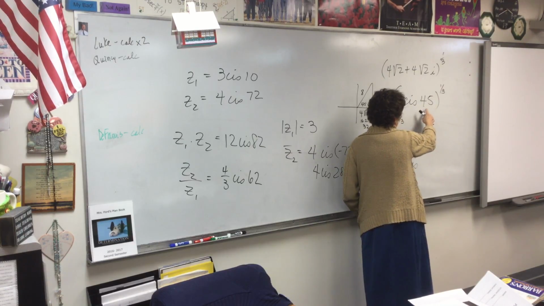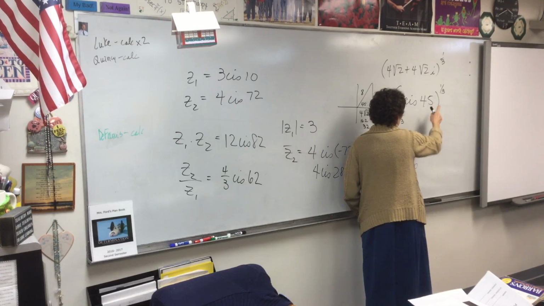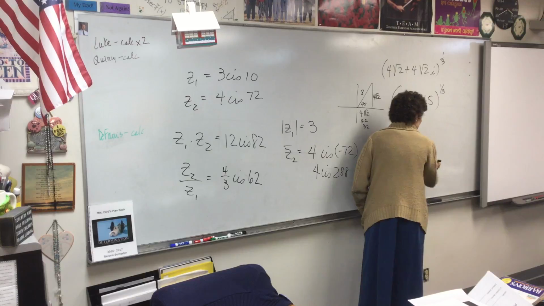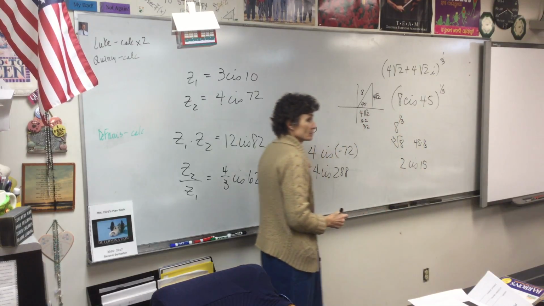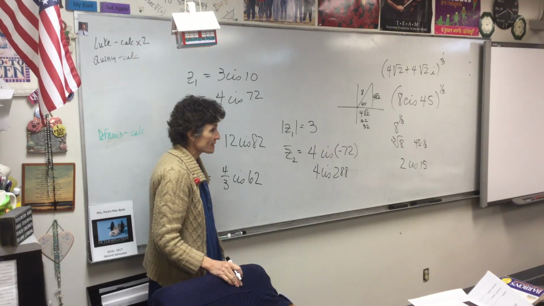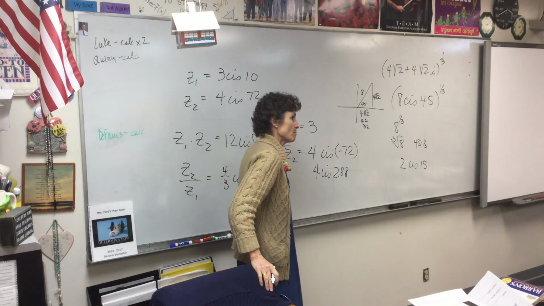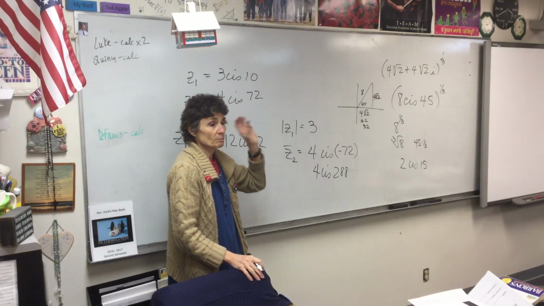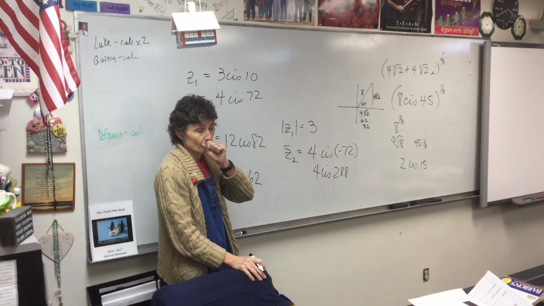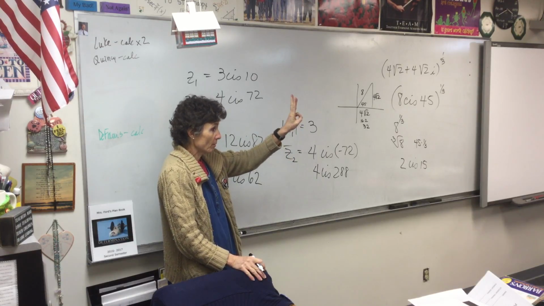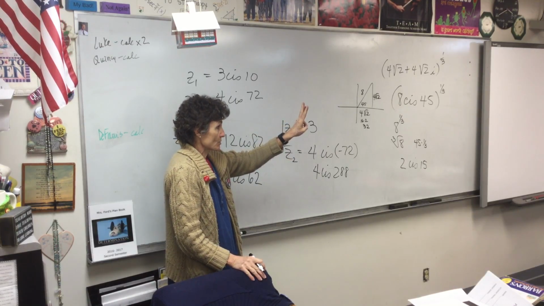And then what do I do? 45 times a third, which is 15. De Moivre says no matter what the exponent is, you take the radius to the power, and multiply the angle times the power. Now, am I done? No, because this problem has 3 answers.